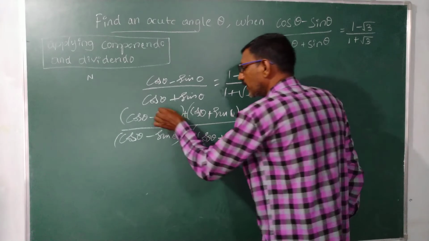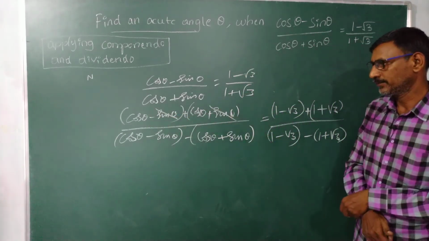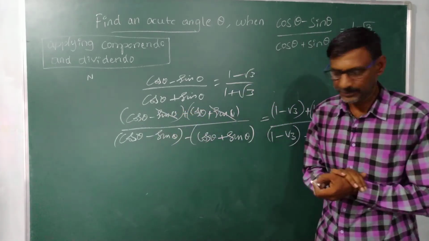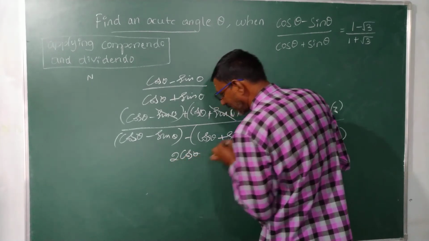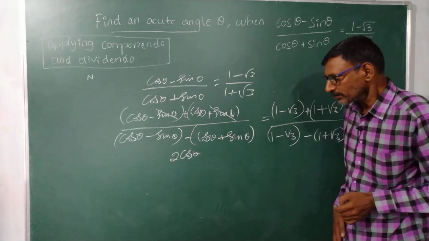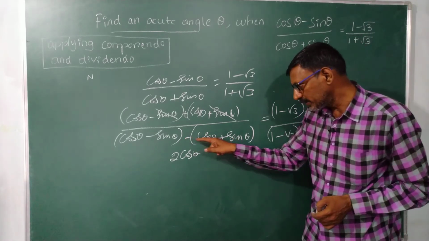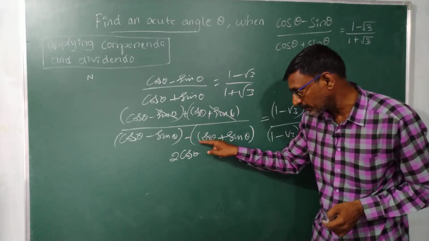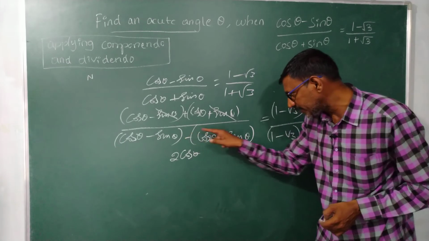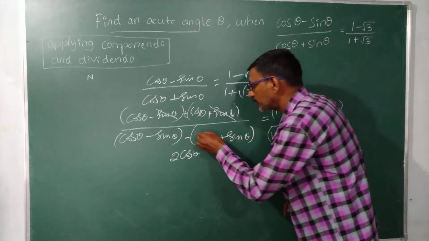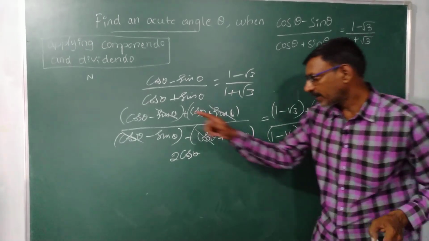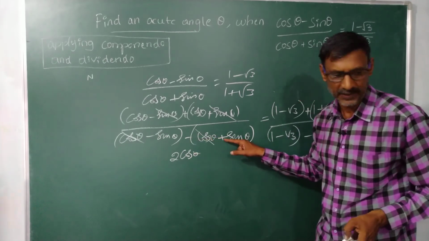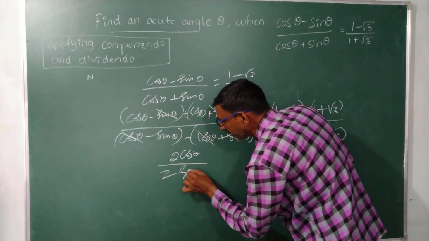Now see here, sin theta gets cancelled: this is minus sin theta, this is plus sin theta. Cos theta plus cos theta gives 2 cos theta. In the denominator, cos theta minus cos theta gets cancelled, and minus sin theta minus sin theta gives minus 2 sin theta.